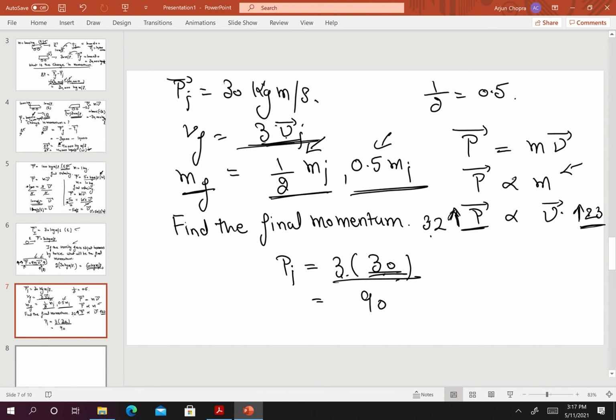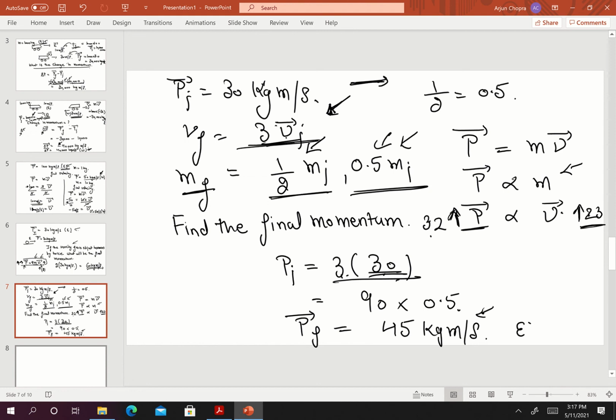And then mass has reduced by half, so I'll multiply it by 0.5. So that will give me the final answer: P final equal to 45 kg meters per second. In this I haven't talked about the direction, so I'm assuming that the direction is pretty much the same. The object is moving in the east direction and has not changed. So this is a positive number, and this will be an east direction.